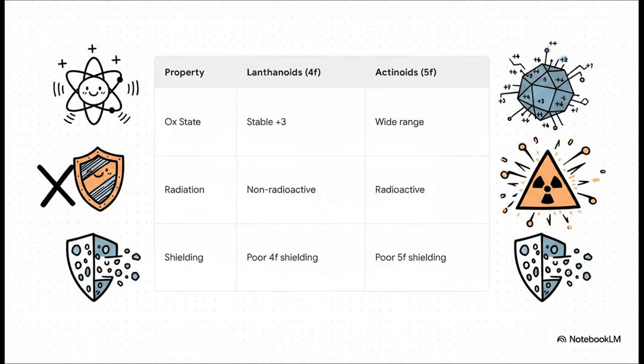Now, when comparing the two f-block series against each other, lanthanoids versus actinoids, keep this massive high-contrast exam tip in mind. Lanthanoids are super happy sitting at a highly stable +3 oxidation state, and they're mostly non-radioactive. Actinoids, though, are total radioactive rule breakers. Their 5f electrons aren't buried quite as deep as the 4f, so they actually participate more in bonding. This results in wildly complex and varying oxidation states across the board.